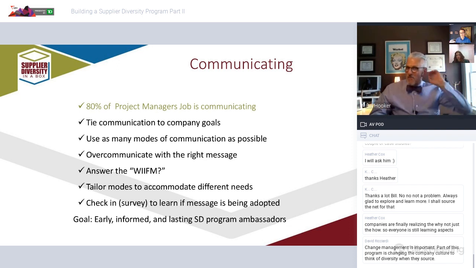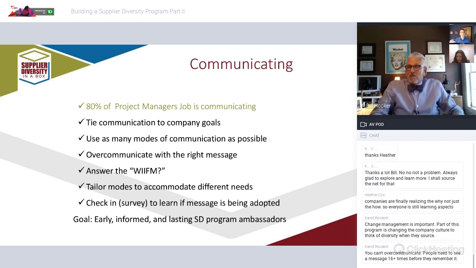You don't want to go back and forth to people and keep bothering them because they will soon turn you off and not listen to what you're saying. But you want to make sure you over communicate. And WIIFM stands for what's in it for me. Always when you're communicating and always when you're drafting your messages to these various factions within your company or to your supply base, help them understand why they should care about this. Why is it important?